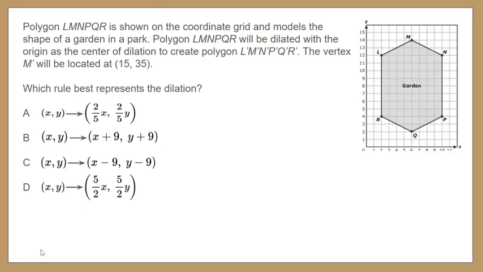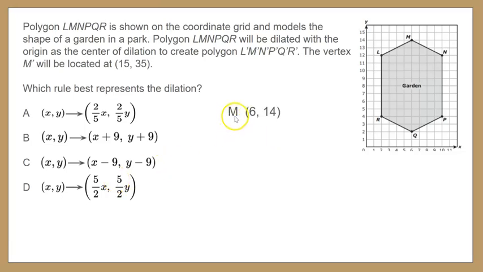Polygon LMNPQR is shown on the coordinate grid and models the shape of a garden in a park. Polygon LMNPQR will be dilated with the origin as the center of dilation to create polygon L', M', N', P', Q', R'. The vertex of M' will be located at the point (15, 35). Which rule best represents the dilation? So we need to choose the correct rule that we see here.